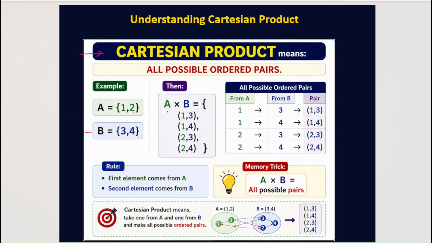These are all known as the Cartesian product A cross B, right? The first element comes from A, and the second element comes from B. So A cross B means all possible pairs. What are the possible pairs? (1, 3), (1, 4), (2, 3), (2, 4), right? So Cartesian product means take one from A and one from B and make all possible ordered pairs. That is the Cartesian product.